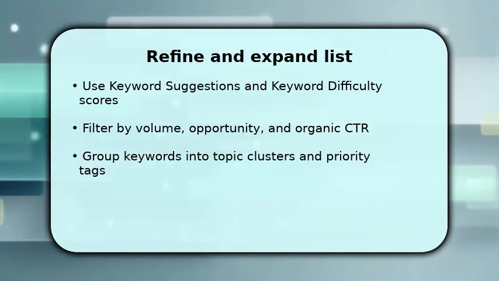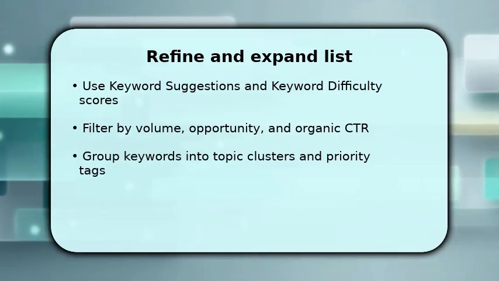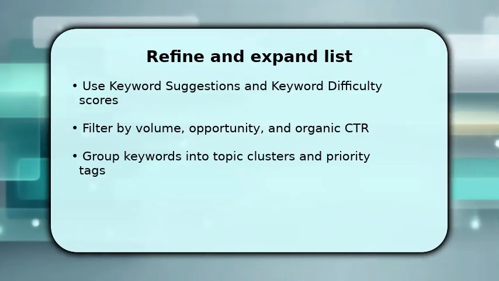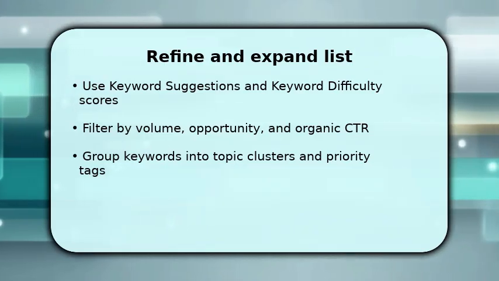Once sorted, apply filters to remove irrelevant terms and duplicate intent. Then group similar phrases into clusters for content planning. This clustering makes content mapping easier, so you can assign pages to high-priority groups and avoid cannibalization before moving to the final execution step.